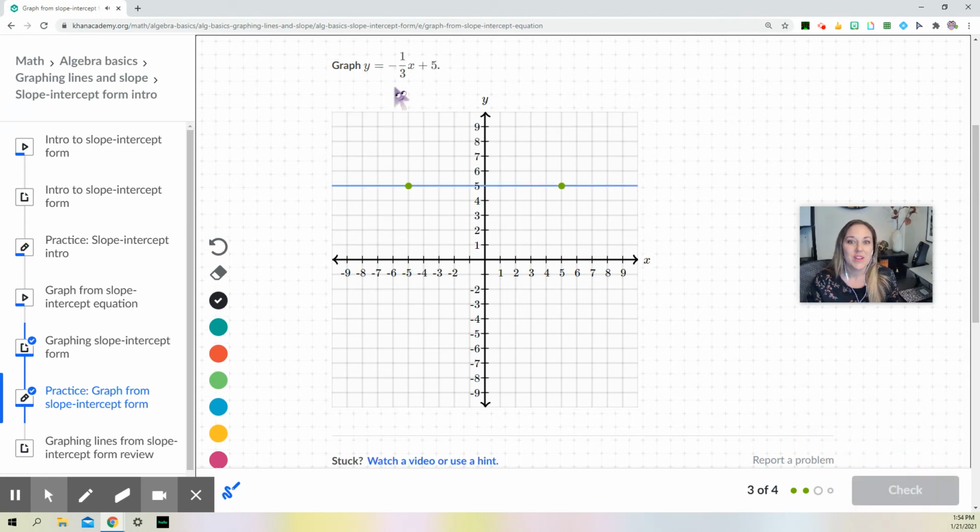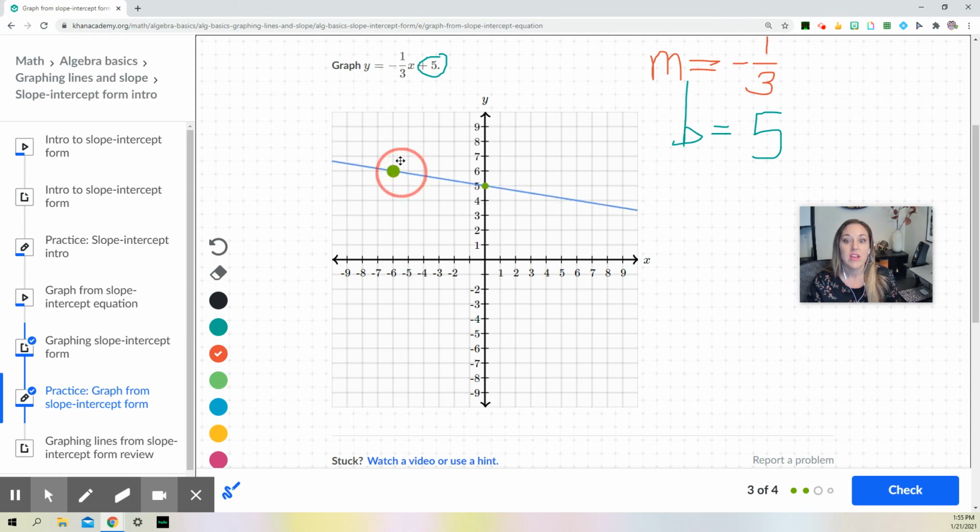All right. So where am I going to begin on this one? I'm going to begin at positive 5. b equals positive 5. So I'm putting one dot at positive 5. And I know my m is negative 1 over 3. So I need to make this line negative. So it's going to look kind of something like that. And then I'm going to make sure that it's down 1, over 1, 2, 3. Oh, wow, I actually did that on the first try on that one.